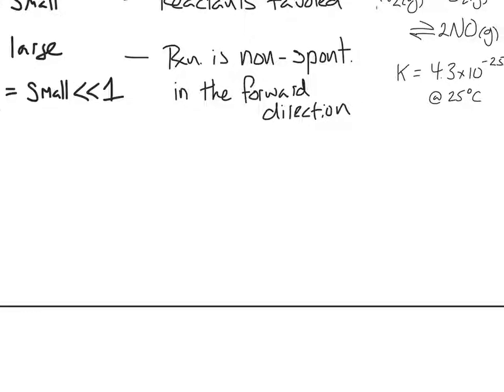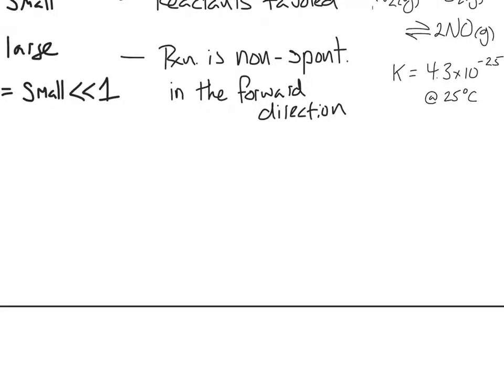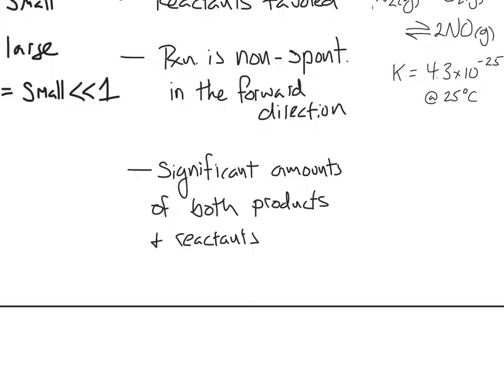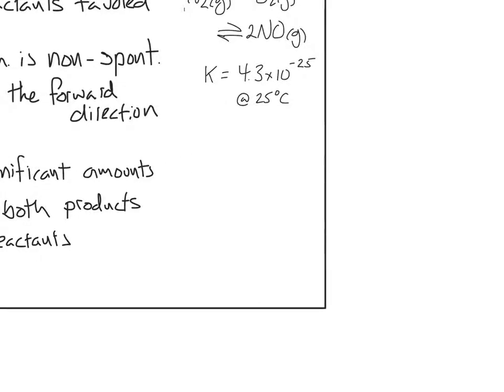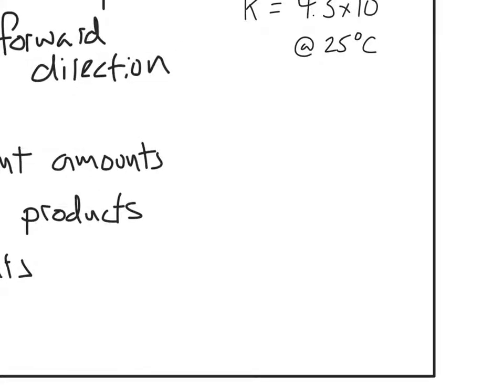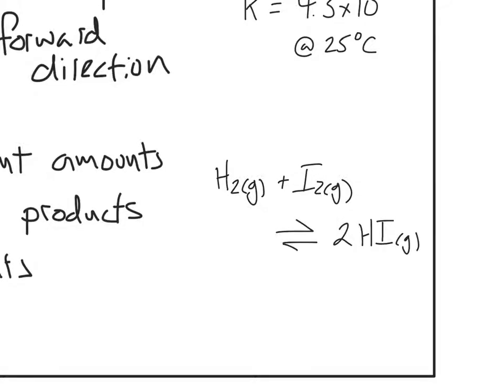What we can conclude about reactions with equilibrium constants close to 1 is that there will be significant amounts of both the products and the reactants at equilibrium. An example of this type of reaction is hydrogen gas reacting with iodine to form HI. The equilibrium constant for this reaction is 54.3, at a temperature of 430 degrees Celsius.